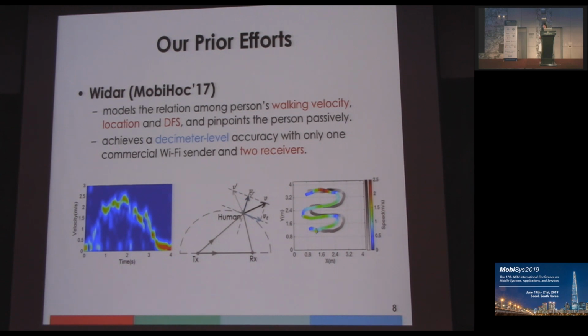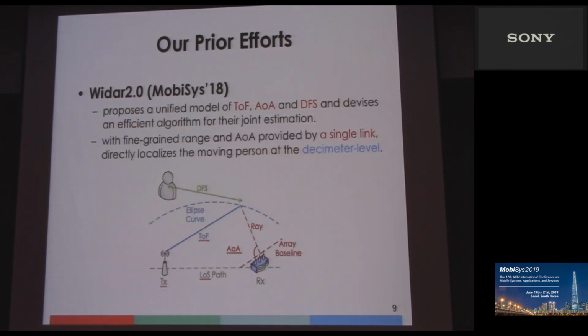Before Widar3.0, we also conducted a series of work on signal modeling and feature extraction with Wi-Fi signals. The first one is Widar, published at MobiHoc 2017. It models the relationship between a person's walking velocity, location, and Doppler frequency shifts, and finally pinpoints the person passively with decimeter-level accuracy using two receivers and one transmitter. The second one is Widar2.0, published at MobiSys 2018. Widar2.0 can also localize the moving person at decimeter-level accuracy, but it can only use a single link, by jointly estimating time of flight, angle of arrival, and the Doppler frequency shifts of the person.